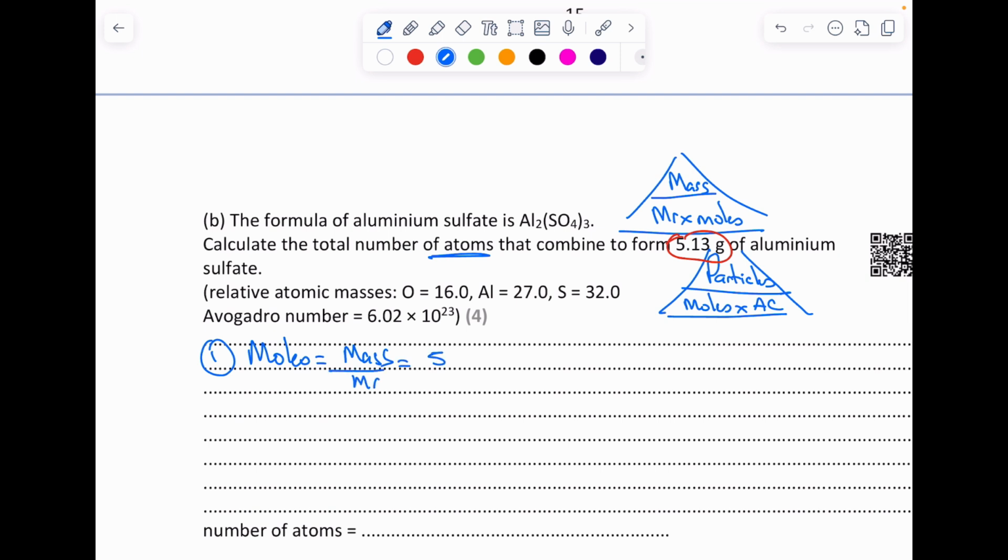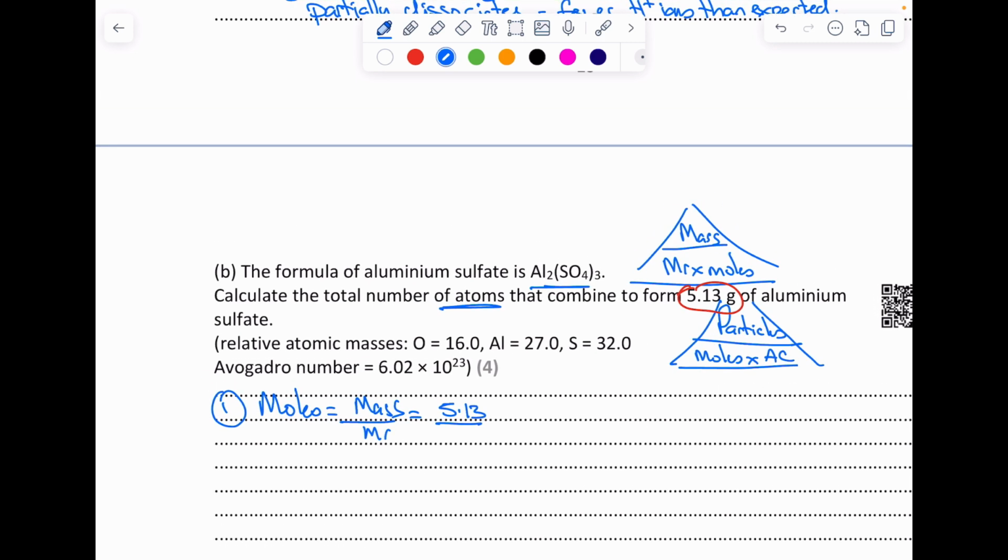So the mass is 5.13. The MR, we're going to have to work it out for this because they haven't given us it as a whole, so let's do that. So 2 lots of aluminium is 2 times 27. I've got 3 lots of sulfur, which is 3 times 32. And be careful, I've got 4 times 3, which is 12 lots of oxygen, which is 12 times 16. So 12 times 16 is 192.